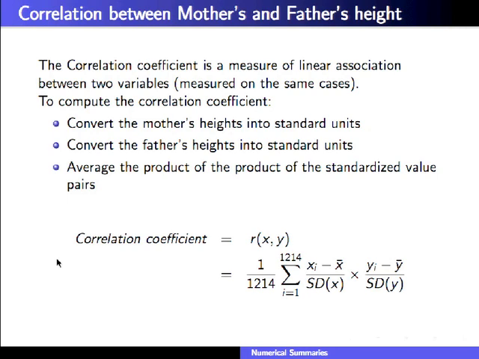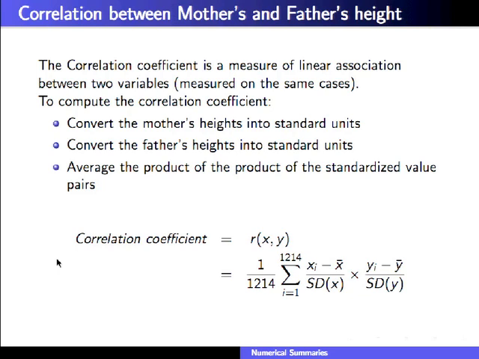What we do is we convert the mother's height to standard units. We convert the father's height to standard units. Then we take the average of the product of those. Now, R does this for you automatically, but it helps to know what the basic computation's about because it gives you an idea as to how to think about the correlation coefficient. So if we see this, we now know that the X's are in standard units and the Y's are in standard units. But if we think here, the X's are the mother's height.